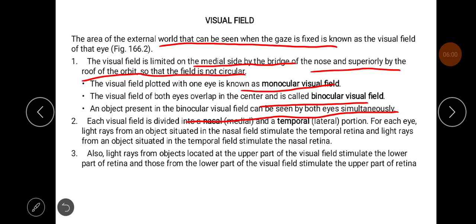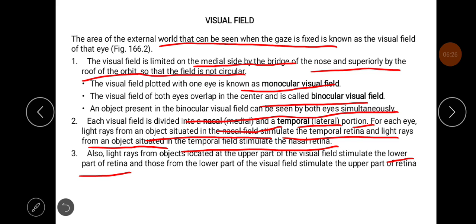Each visual field is divided into nasal and temporal portions. For each eye, the light rays from objects situated in the nasal field stimulate the temporal retina, and the light rays from an object situated in the temporal field stimulate the nasal retina. Also, light rays from objects located in the upper part of the visual field stimulate the lower part of the retina, and those from the lower part of the visual field stimulate the upper part of the retina.